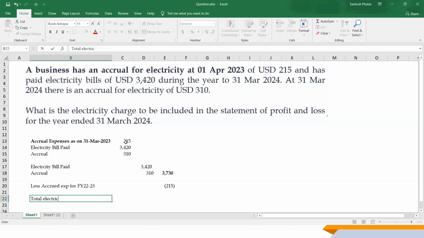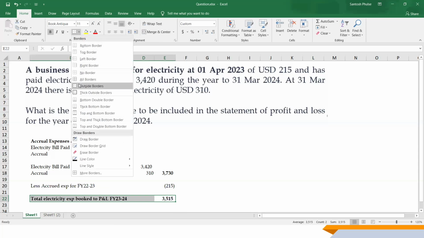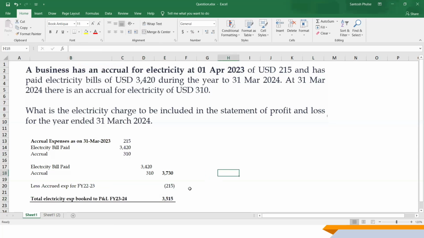expenses booked to P&L for FY 23-24, and that expenses is going to be 3,550. So that's going to be hit to your P&L for the financial year 23-24. That's the answer for the questions.